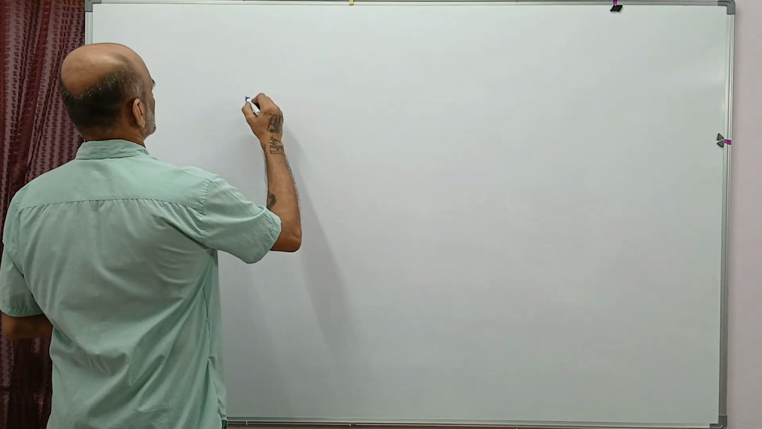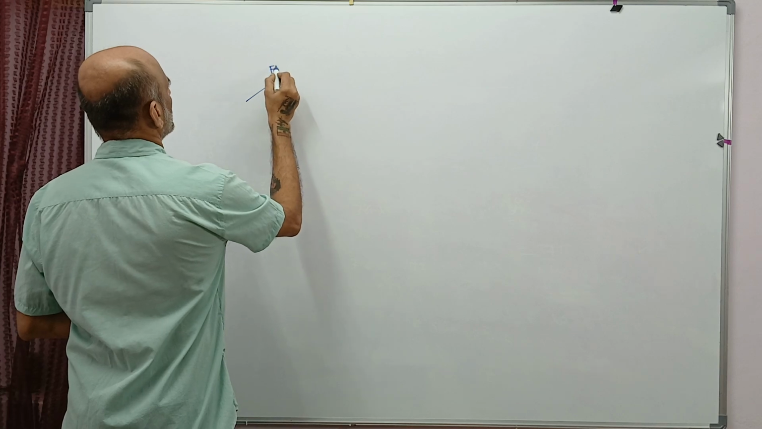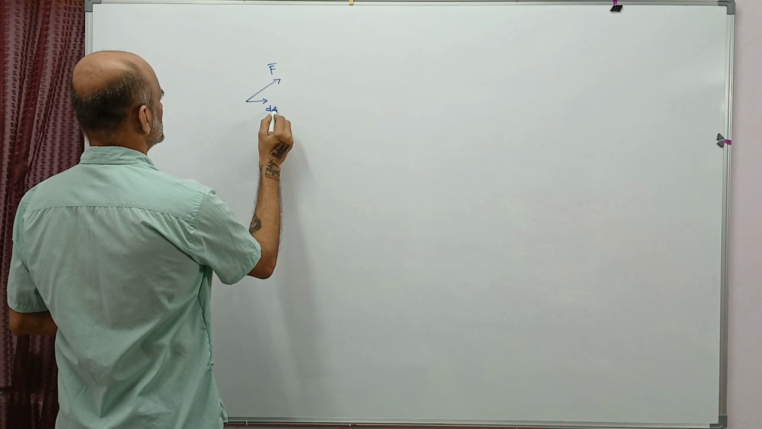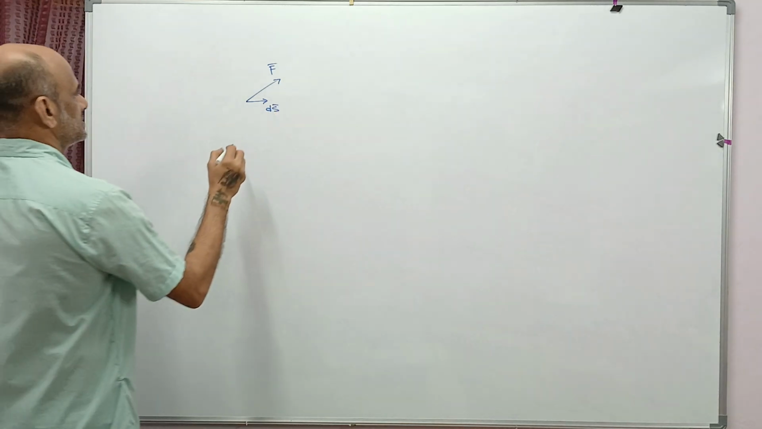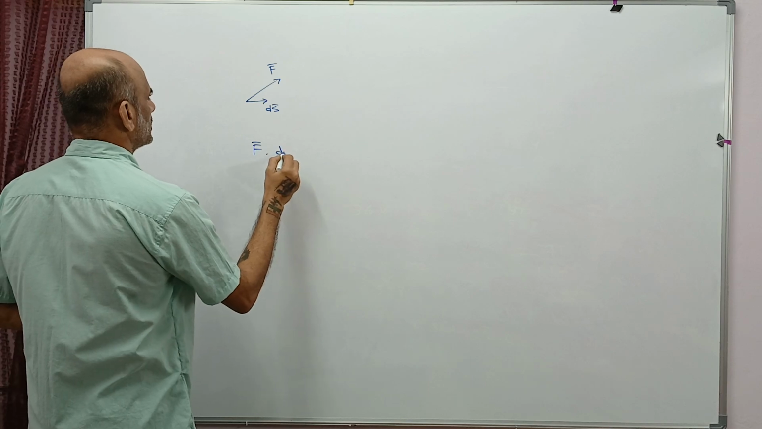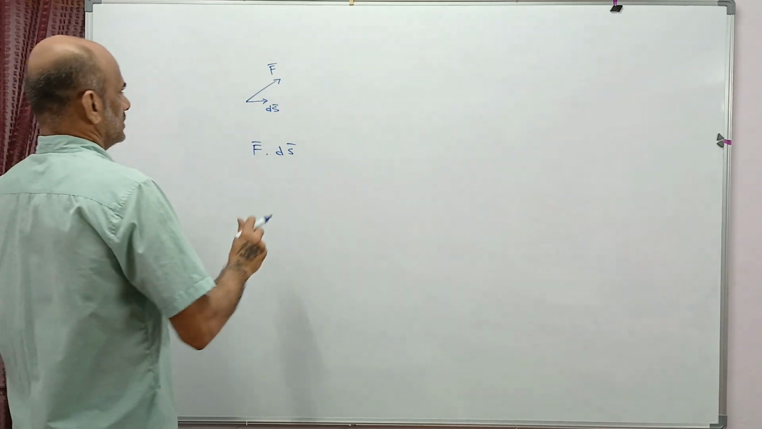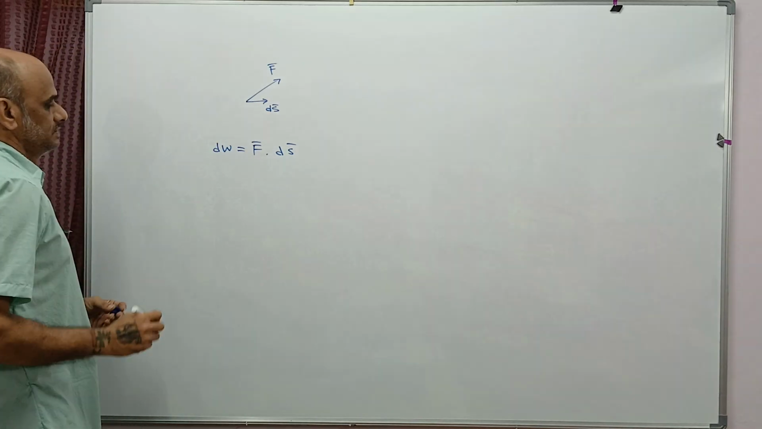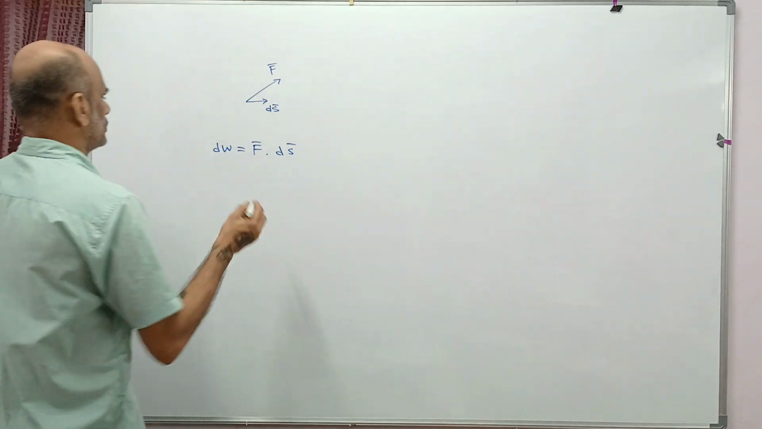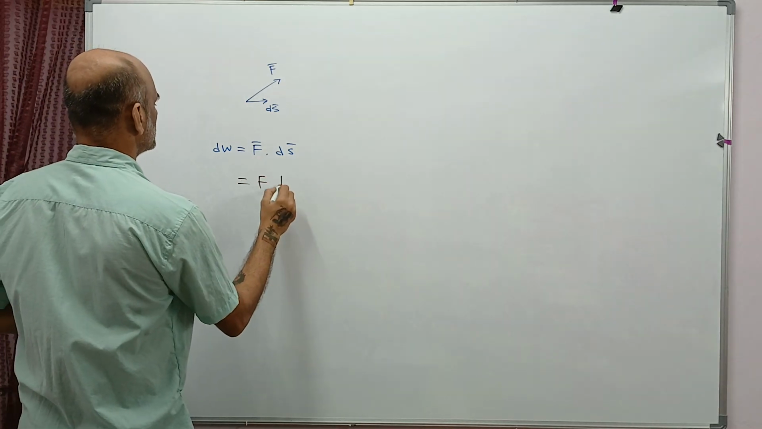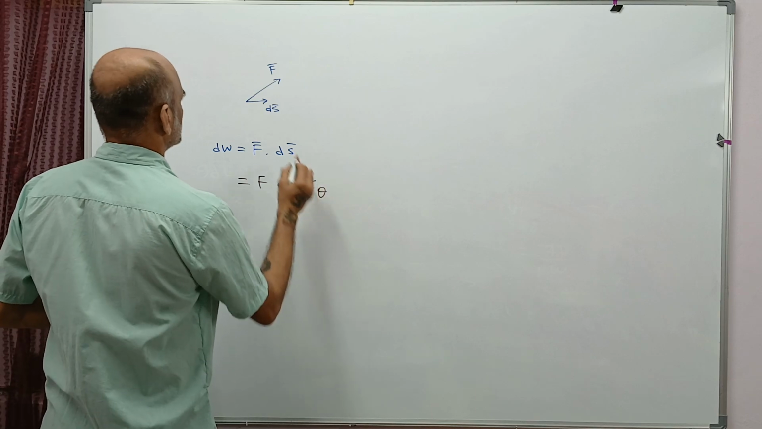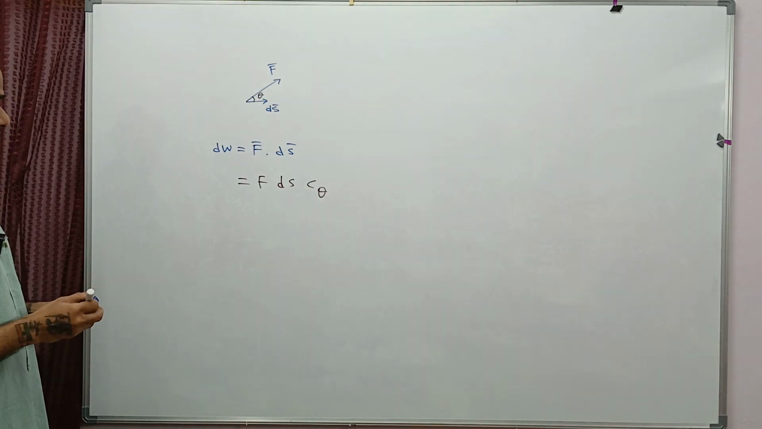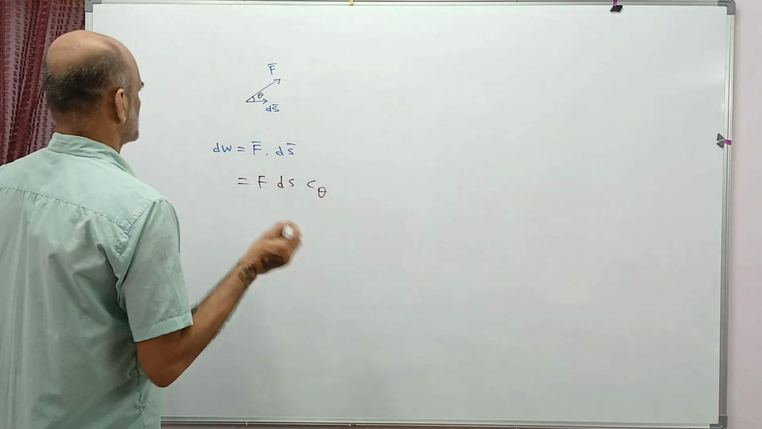Work done by a force in making a displacement, say in this direction, small displacement ds, is given as F dot ds. F is a vector, displacement is a vector, and this is a small amount of work corresponding to the small displacement. So this is nothing but the dot product of two vectors. So it's F into ds into cos theta, where theta is the angle between the two vectors, force and the displacement. This is for a small displacement.